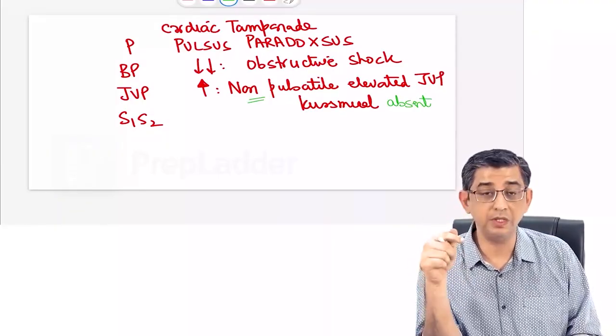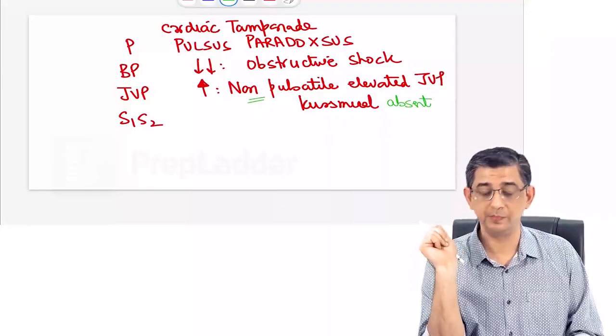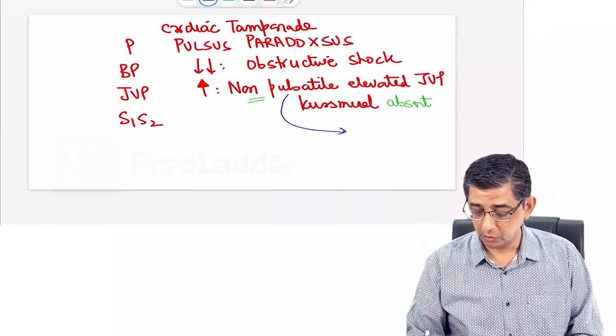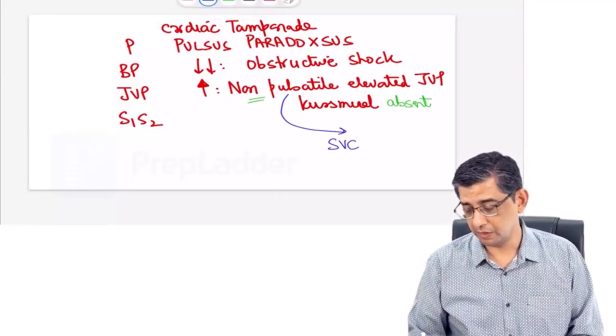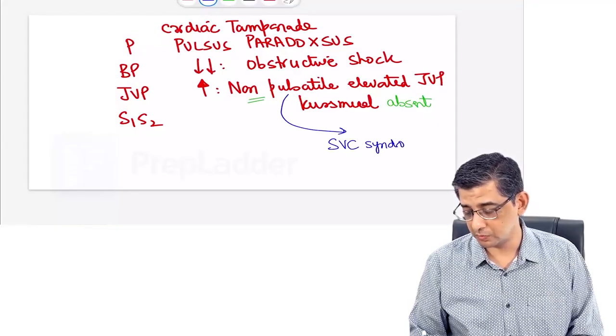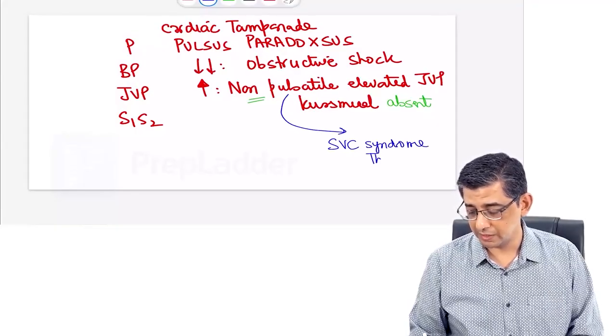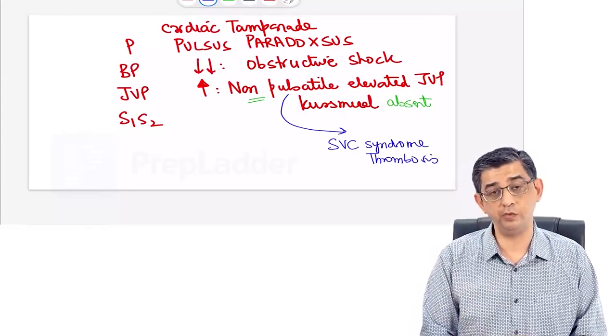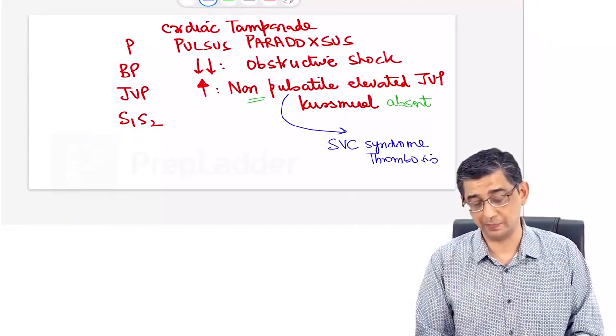Why? Because the JVP in this case is non-pulsatile. In fact, there are two scenarios where you will always read about a non-pulsatile elevated JVP. One is superior vena cava syndrome or superior vena cava thrombosis. And second is the topic that we're studying at the moment, cardiac tamponade, due to external pressure from outside. The pulsations are literally going to disappear.